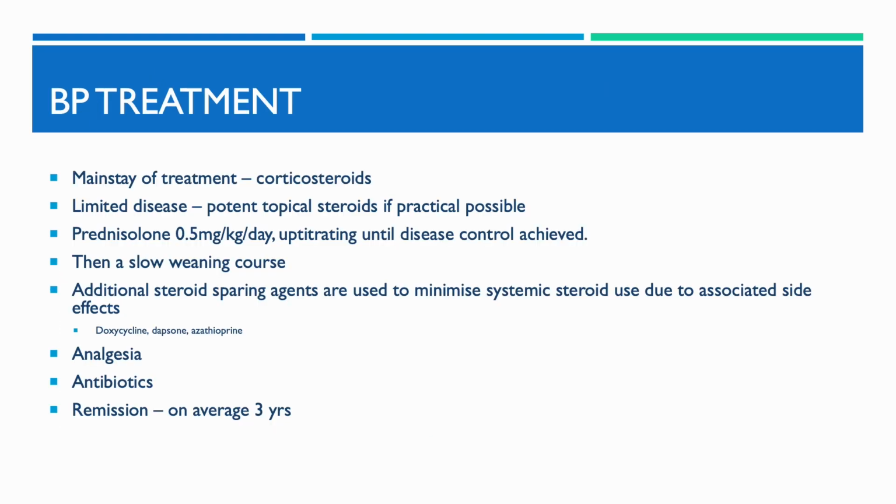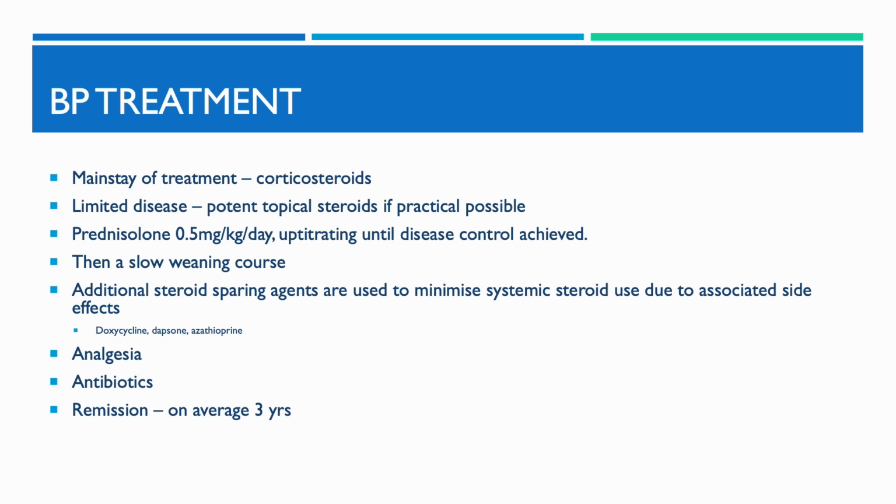The mainstay of treatment for bullous pemphigoid is corticosteroids. If a patient has limited disease, and if practical to do so, we can use a very potent topical steroid. The main reason for doing this is that it's safer than giving elderly people large doses of oral prednisolone. If we are able to use topical steroids, this should be done daily to achieve control, after which frequency should be reduced to maintain control.